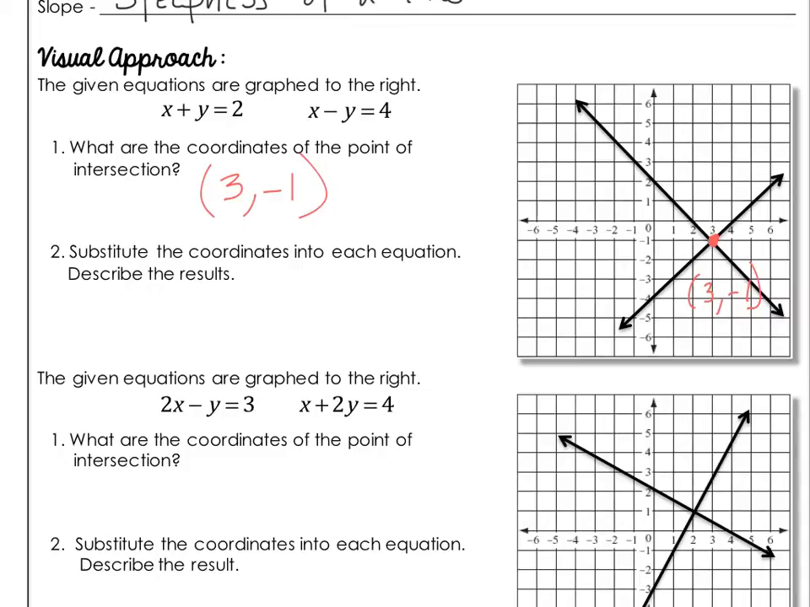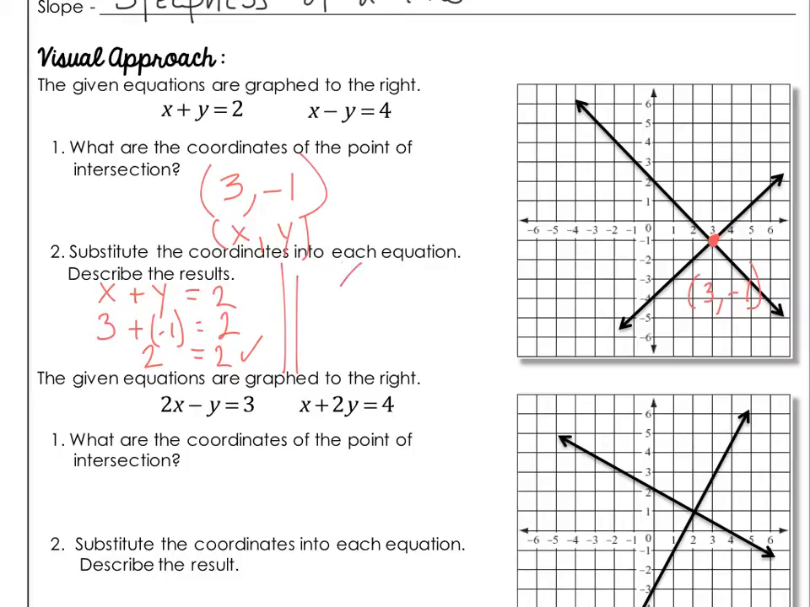Here it says substitute the coordinates into each equation and describe the results. The first equation is x plus y equals 2. Remember, in an ordered pair, the x is always first and the y is always second. So everywhere I see an x, I plug in a 3, and everywhere I see a y, I plug in -1. 3 plus -1 is 2. Is 2 equal to 2? Of course it is. That's a true statement.